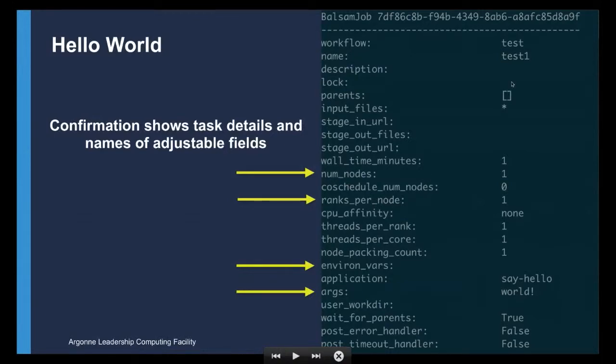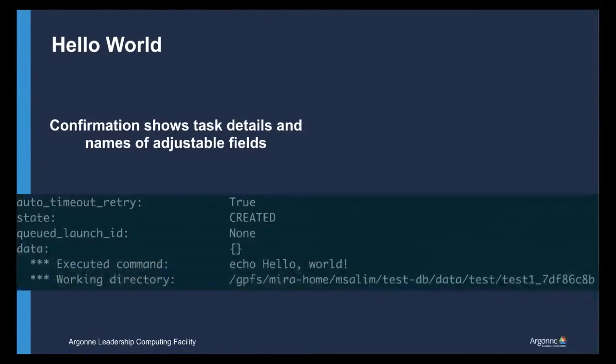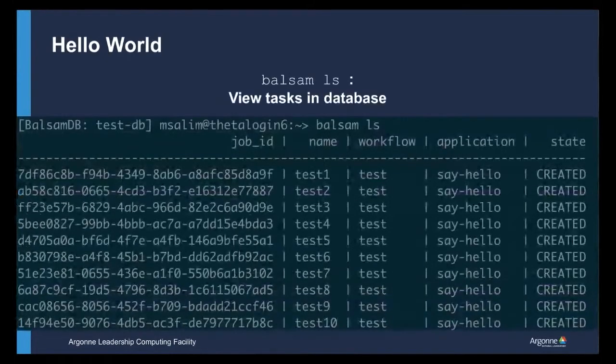And there are a number of options that you can use to fine-tune how your application is going to run inside of Balsam. And then at the bottom here, we see a working directory that's going to be auto-generated by Balsam, and basically the executed command is going to be just echo hello world. So we can populate the database with a number of jobs like this from the command line, and then use this Balsam ls command to list tasks in the database. You should see a screen like this, listing one row for each task that you've created.